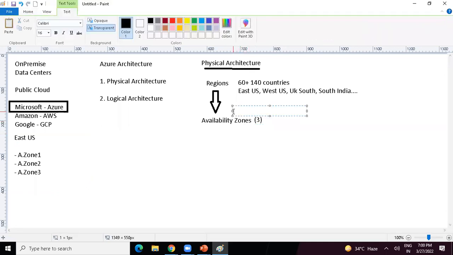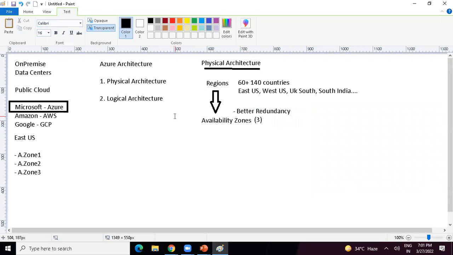What's the benefit we get with the help of availability zones? With availability zones, we can achieve better redundancy and better high availability. Now, how to achieve that better redundancy? We'll talk about it during the training. It's just a session for all of you, so we'll discuss how we actually achieve it in the training.